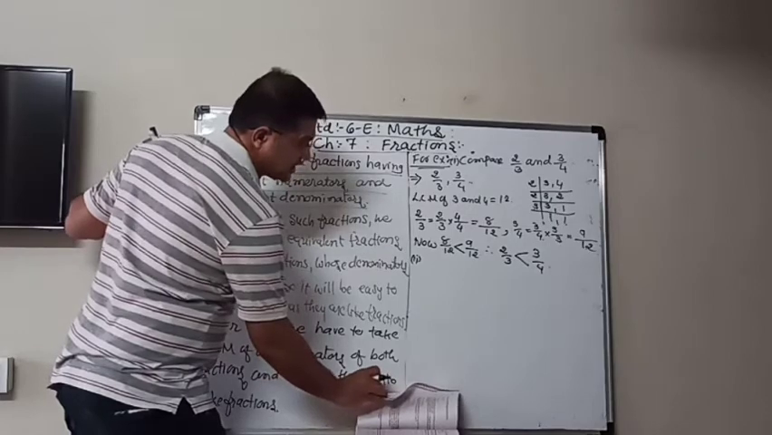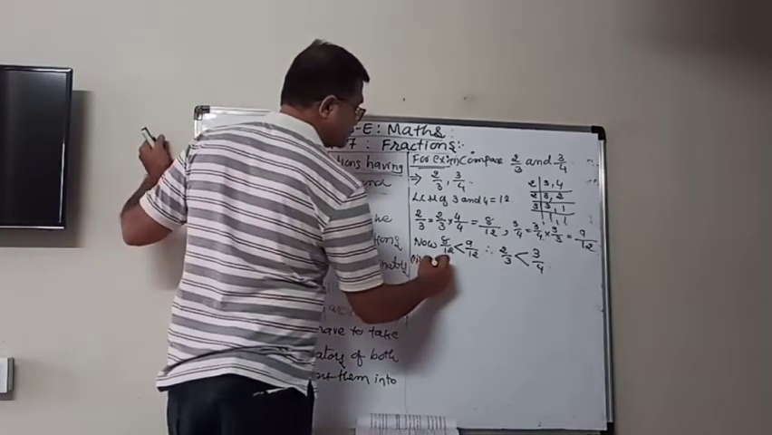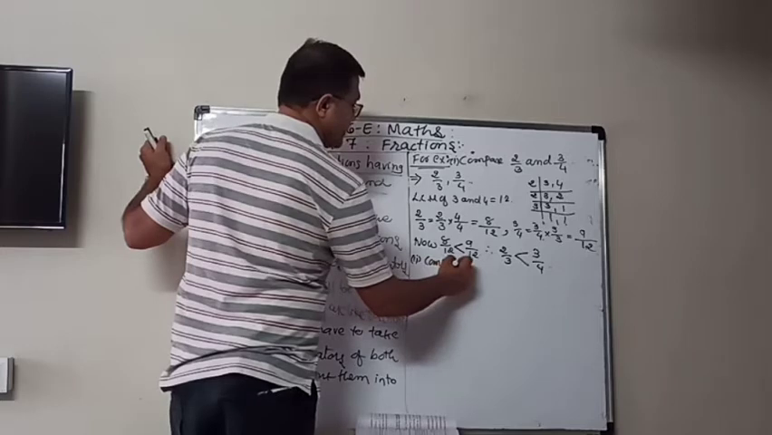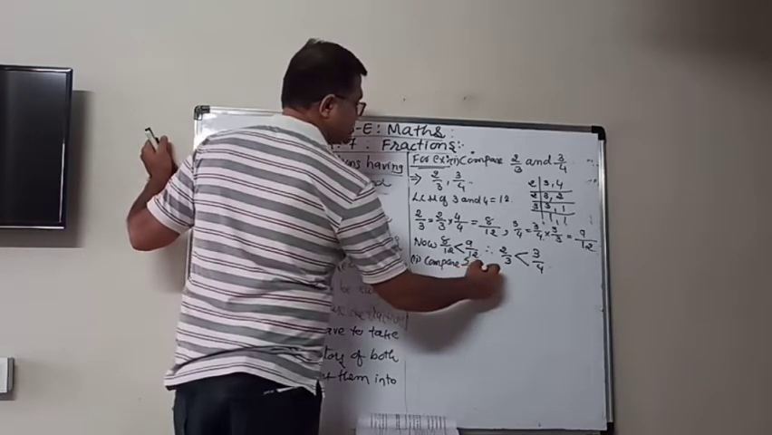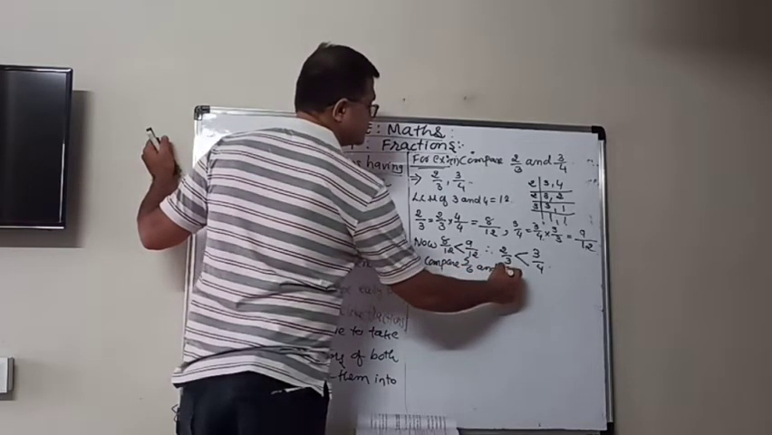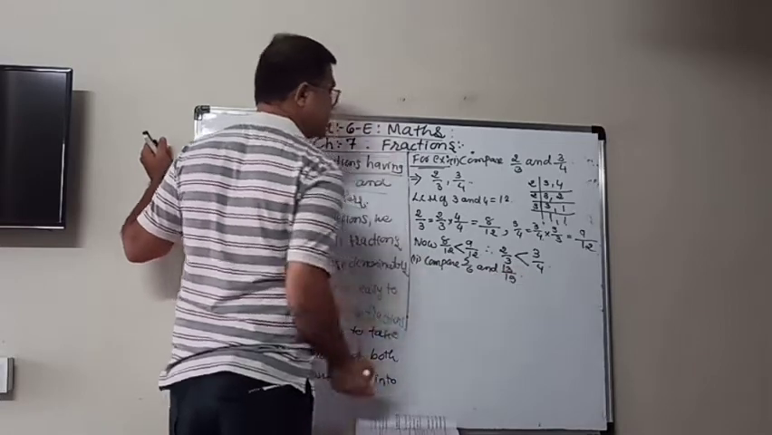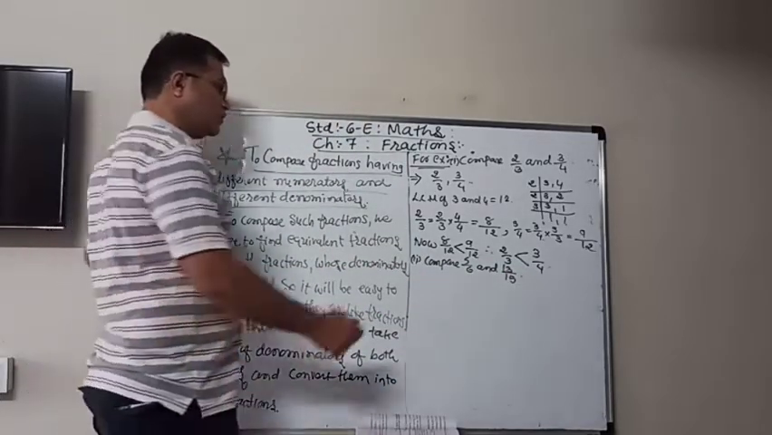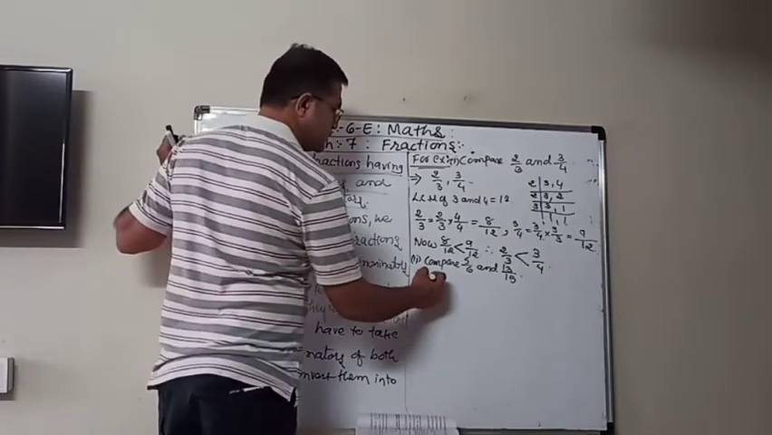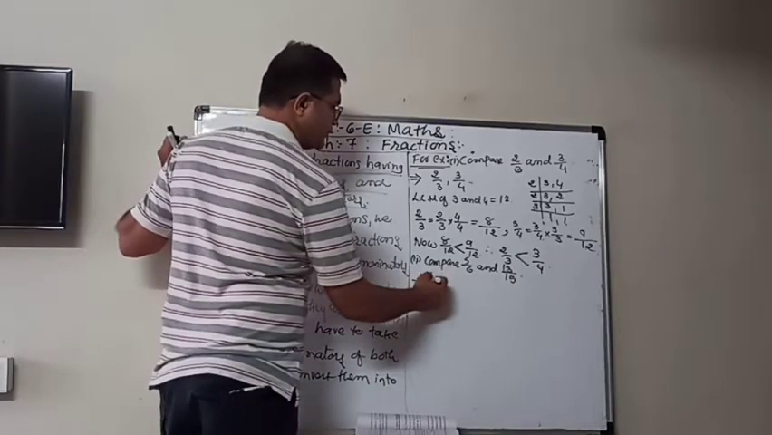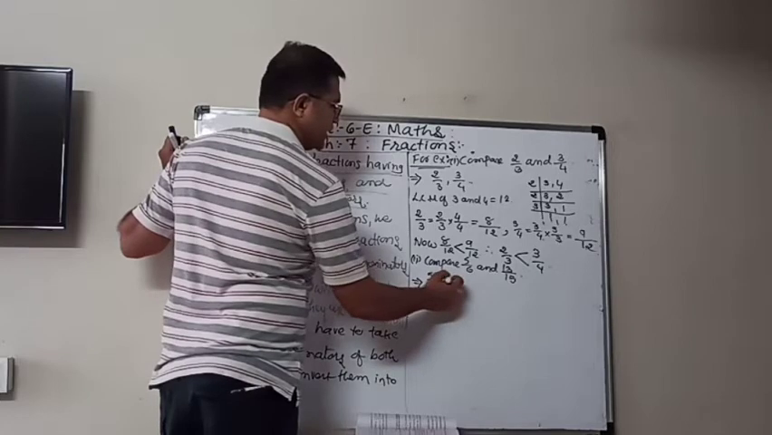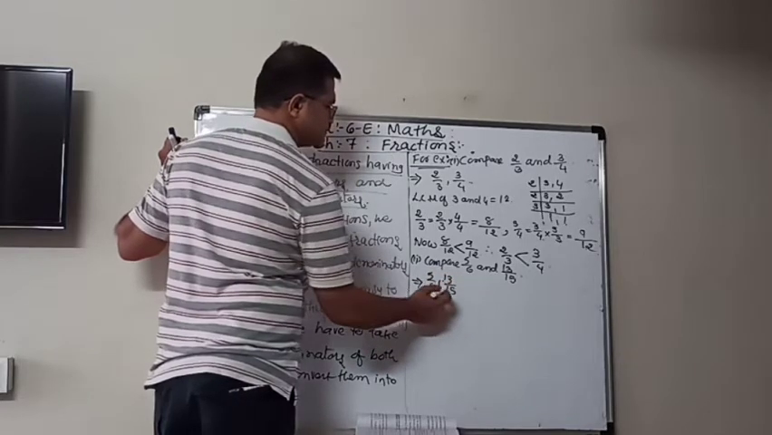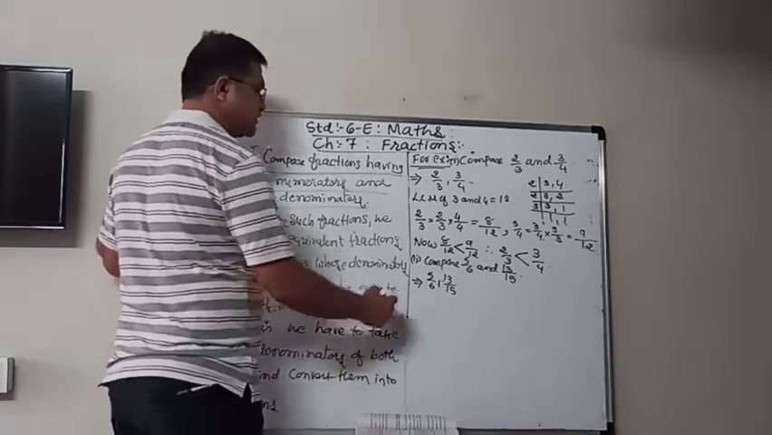Compare 5 by 6 and 13 by 15. Compare 5 by 6 and 13 upon 15. So now, 5 upon 6 and 13 upon 15. Now we have to take the LCM.